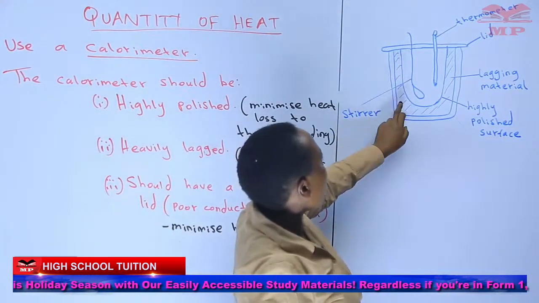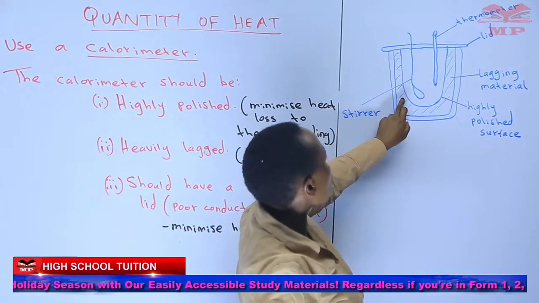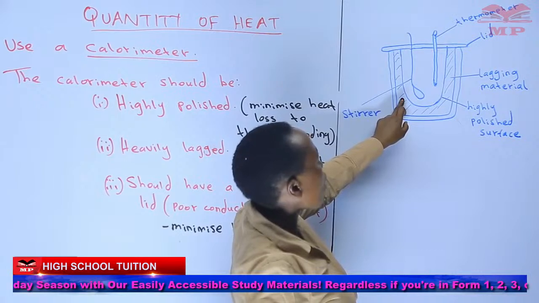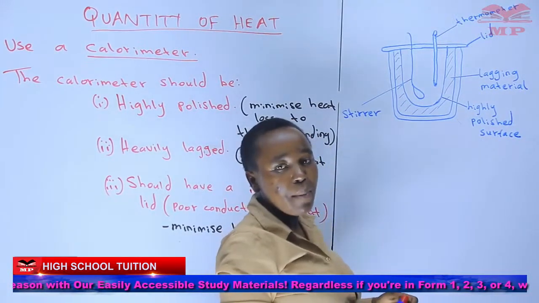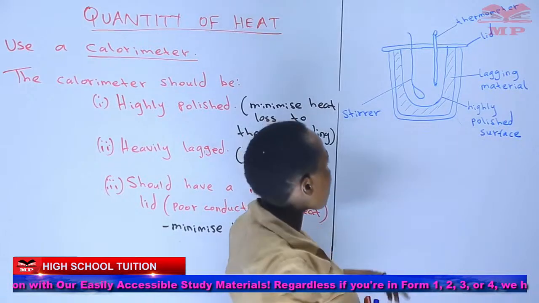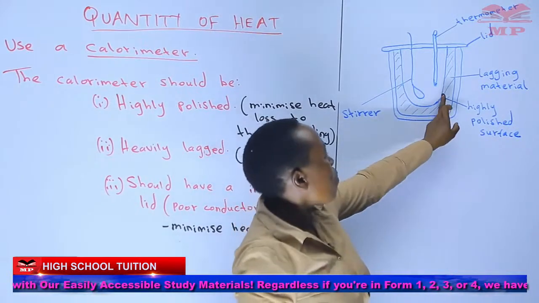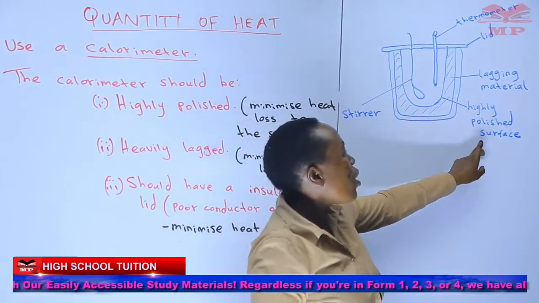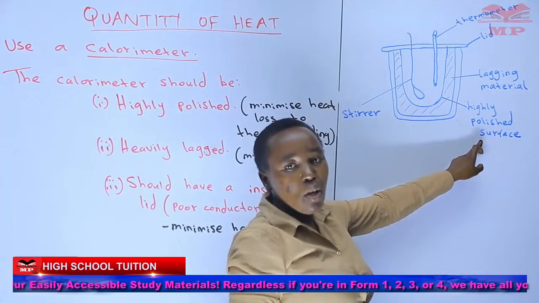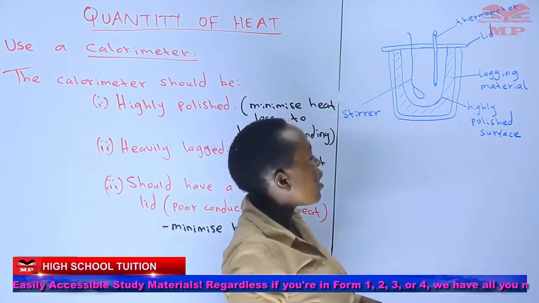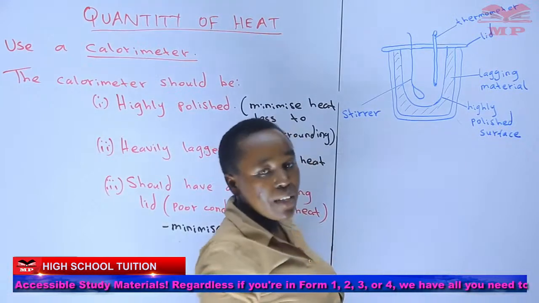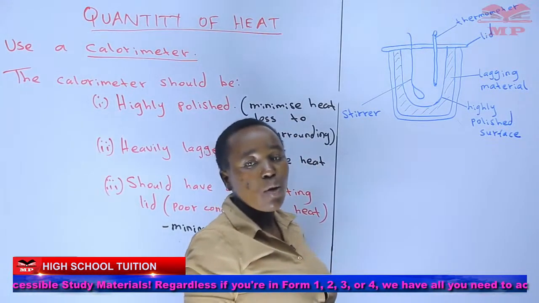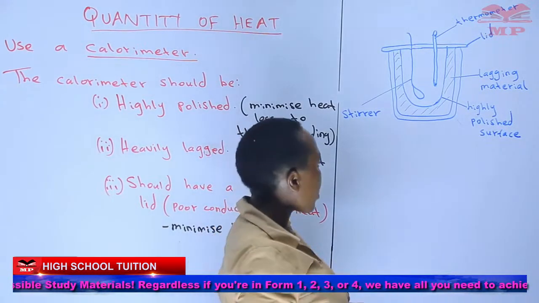It is used to minimize heat loss to the surrounding when we are conducting that experiment on determination of the specific heat capacity. So this part here is highly polished to minimize heat loss, because we have seen that the polished or shiny surfaces are poor emitters and also poor absorbers of heat.